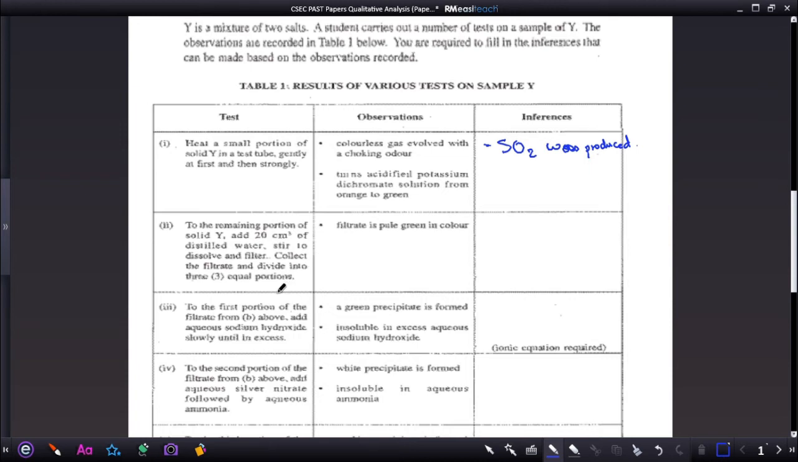Part 2. To the remaining portion of solid Y, add 20 centimeter cube of distilled water. Stir to dissolve and filter. Collect the filtrate and divide into 3 equal portions. Here they're saying that the filtrate is pale green in color. Once we see pale green, we know that iron 2+ is present.